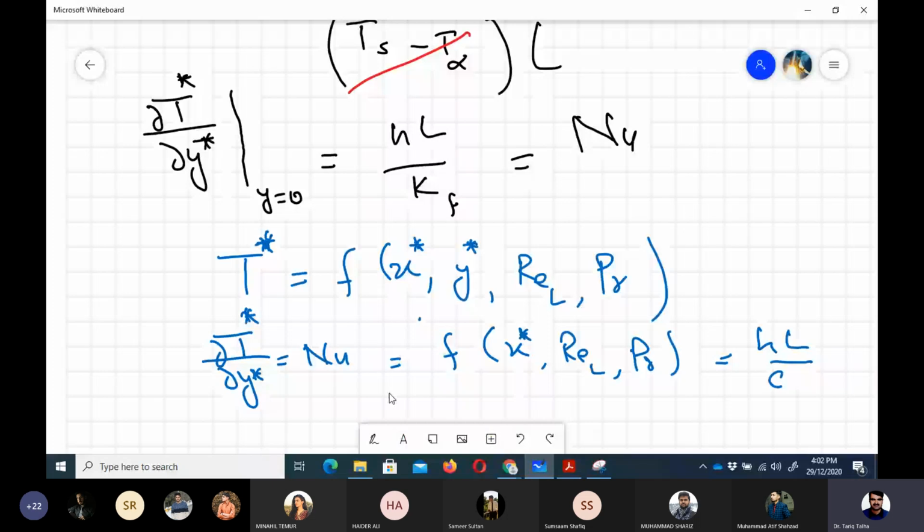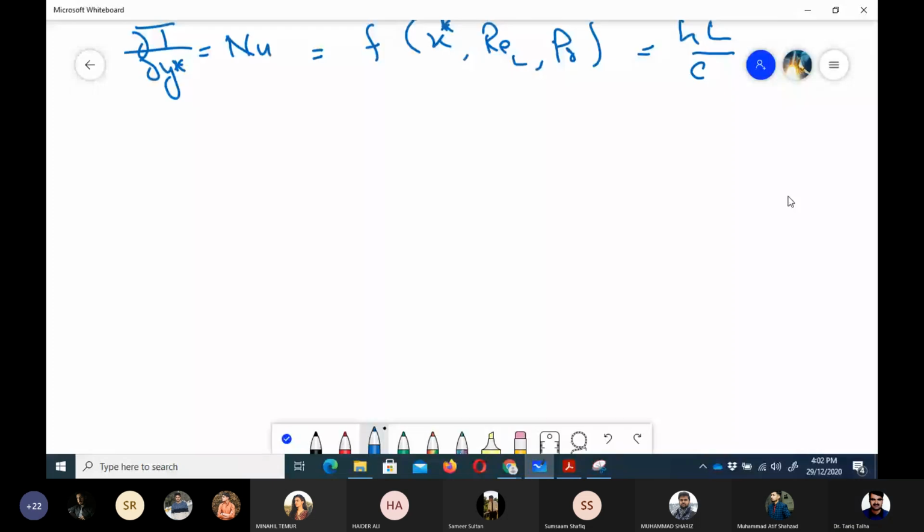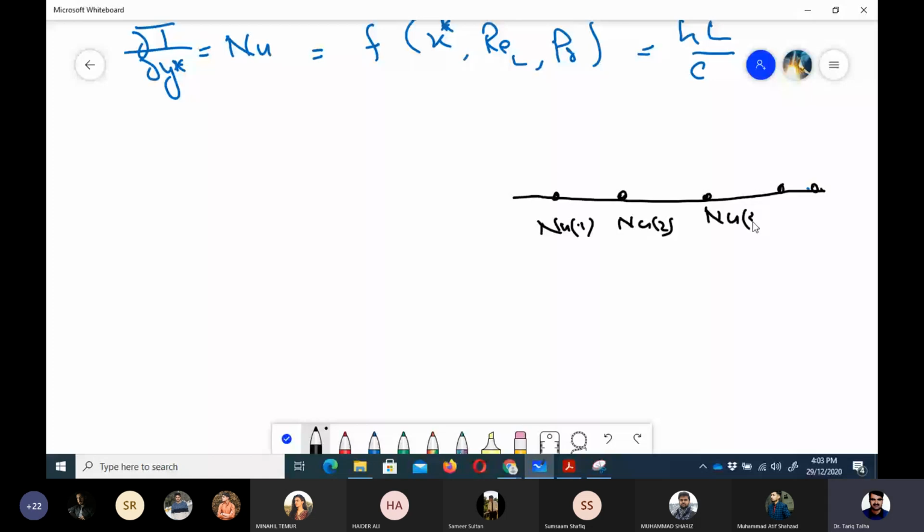Now, what does this relation mean? Here it means that Nusselt number is a function of x. So we can also determine Nusselt number at this location, at point 1, point 2, point 3, because it is a function of x. So we can determine it as a function of x star, right?